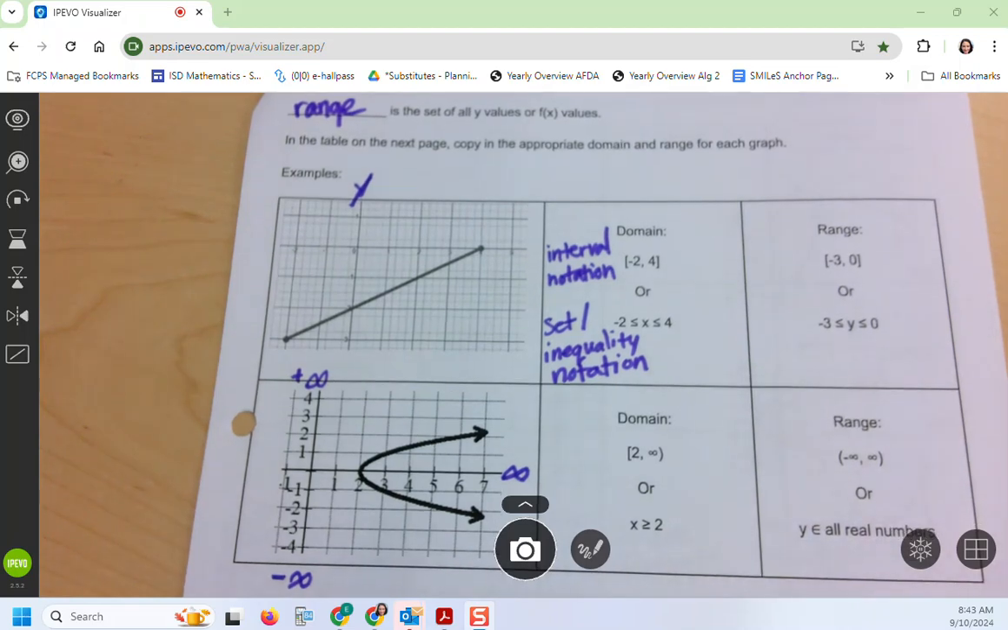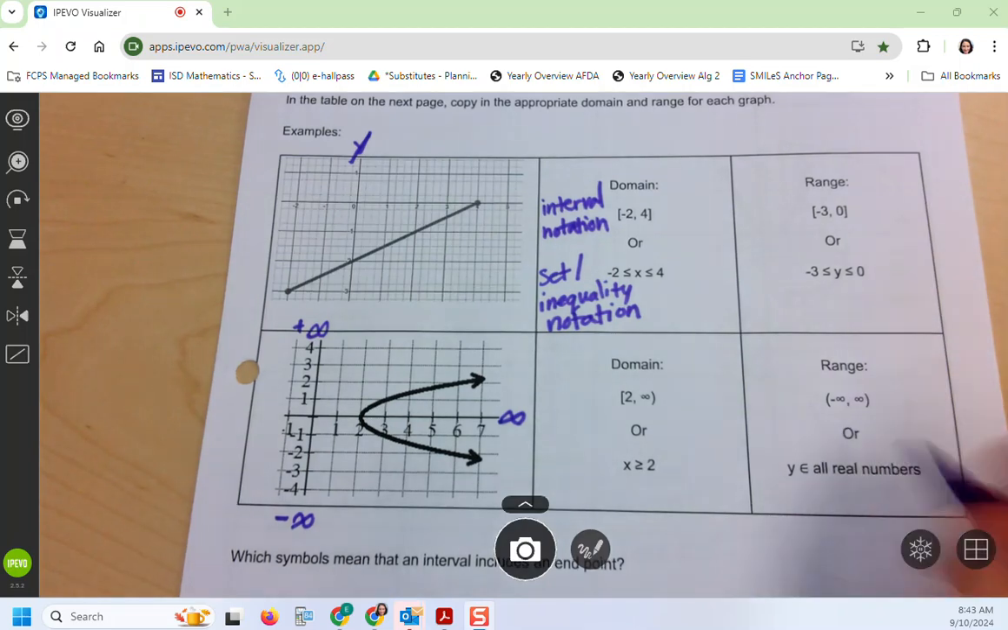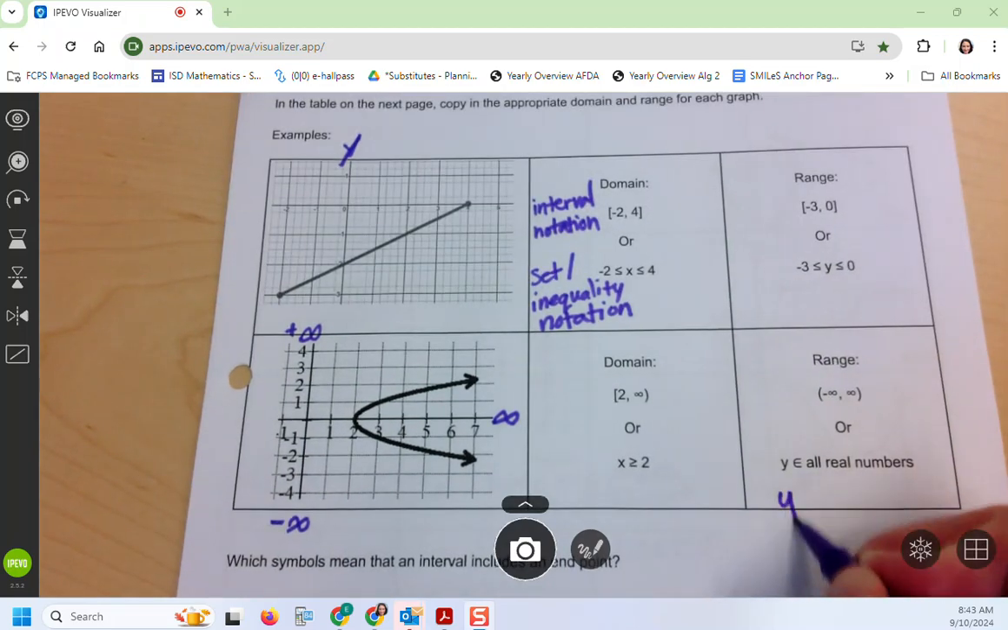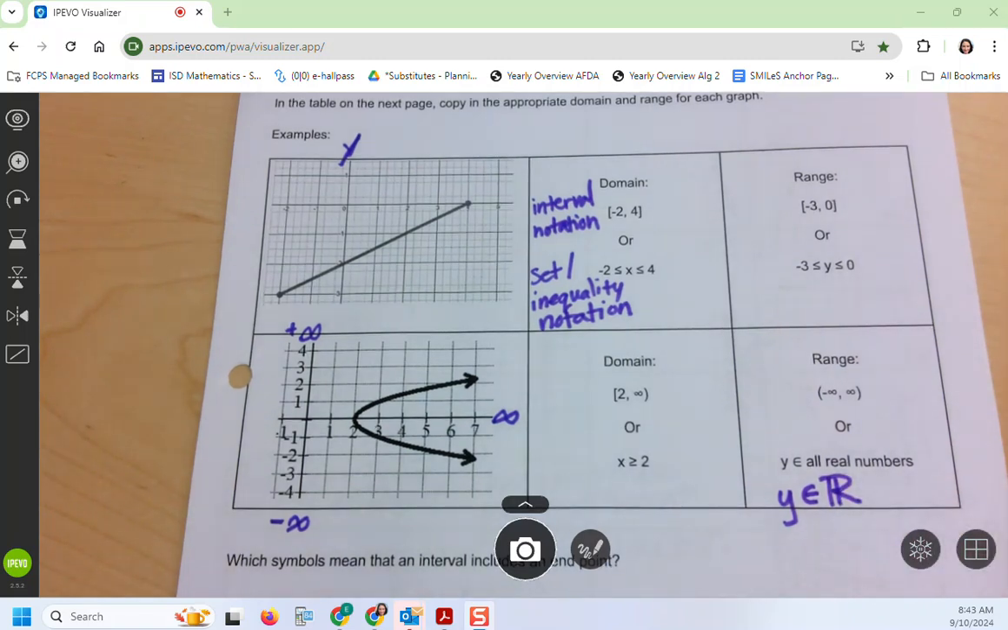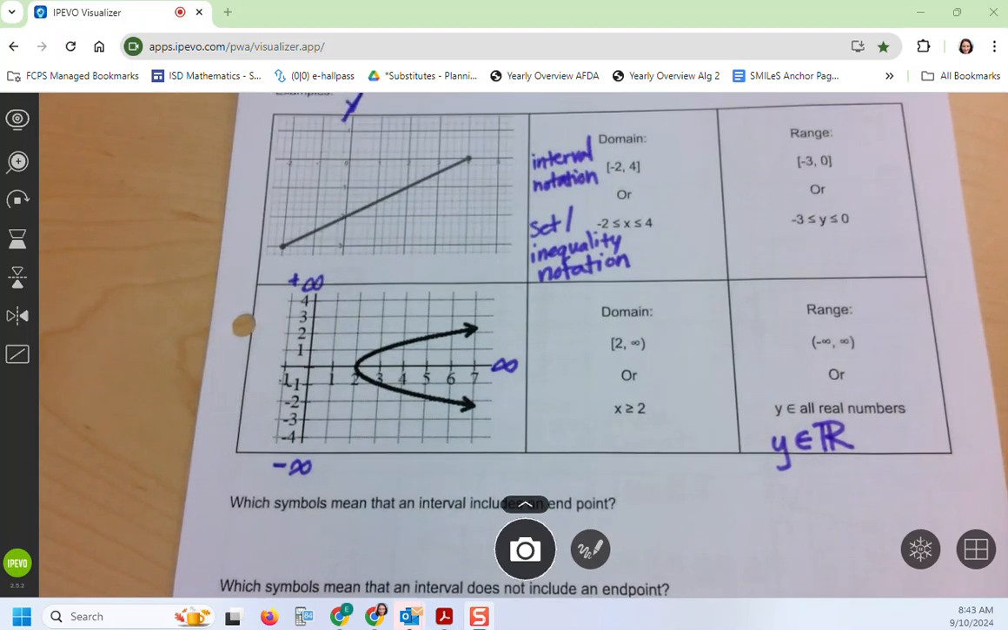You can also say y is an element of all real numbers. And here's a shorter way to write all real numbers. You see how the R has an extra line on it? The R with an extra line means all real numbers. Does anybody have a question on that?